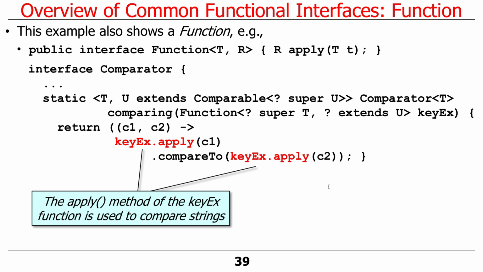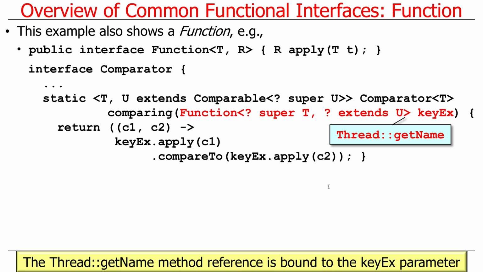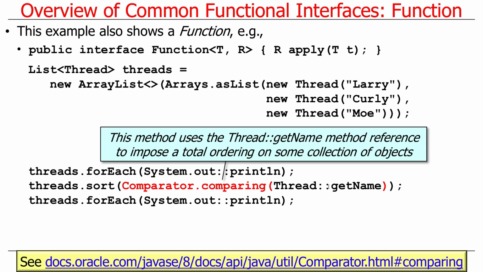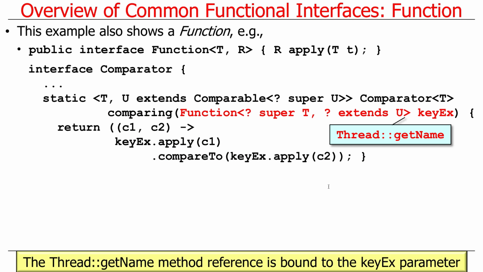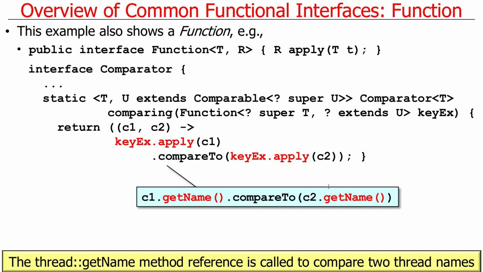Now, the thing to remember about this stuff is the implementation details are a little bit gnarly, but the way it's used is really simple. You just say threads.sort(Comparator.comparing(...)), and then you pass in a function that can be used to get the values that you want. OK, so that's another example of a function.